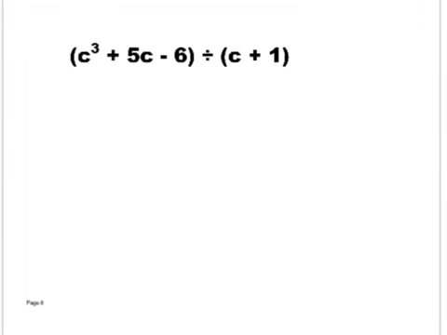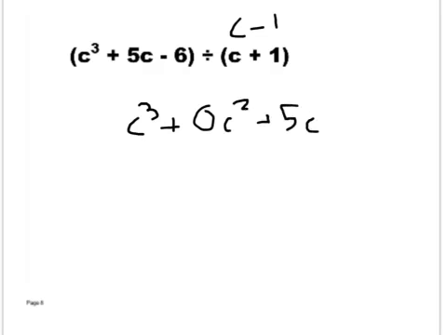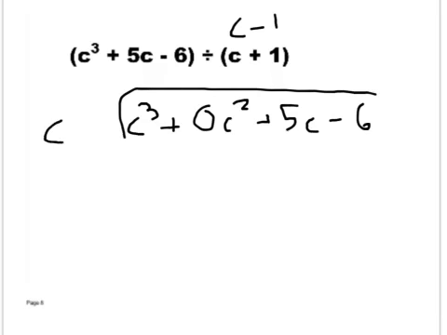All right, so let's do this one. Okay, and I wrote this wrong. This should be c minus 1. All right, so c cubed. Now we need to have all the powers listed, so we're going to have a 0 c squared. All right, you can't skip a power. Okay, I'll show you why here in a little bit. So we have c minus 1.